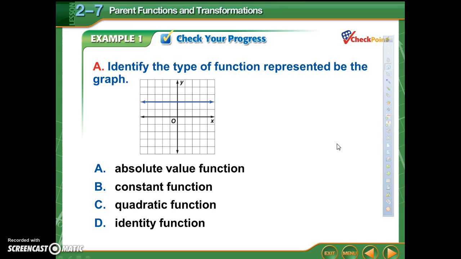I'm going to give you a second to answer this question and then I will hit the button and answer it. Identify the type of function represented by the graph. Constant function. It has a slope of 0. Identify the type of function represented by the graph. The identity function.